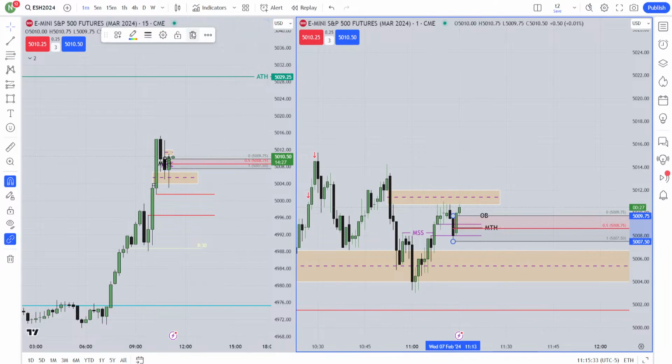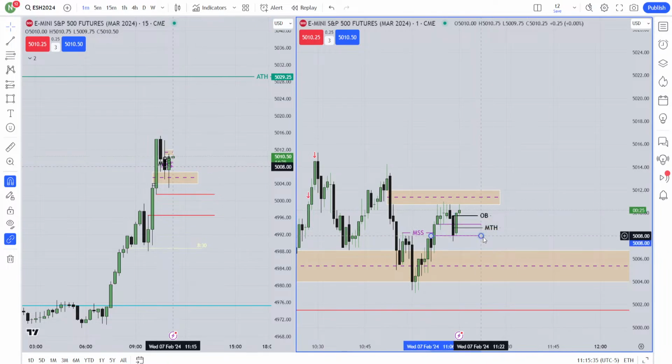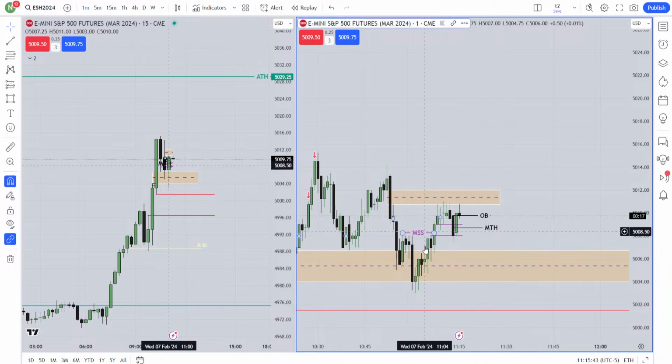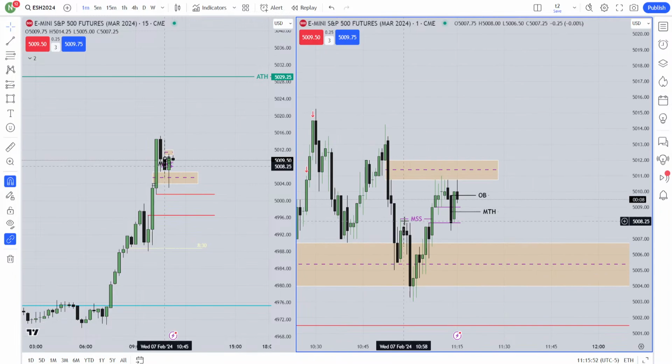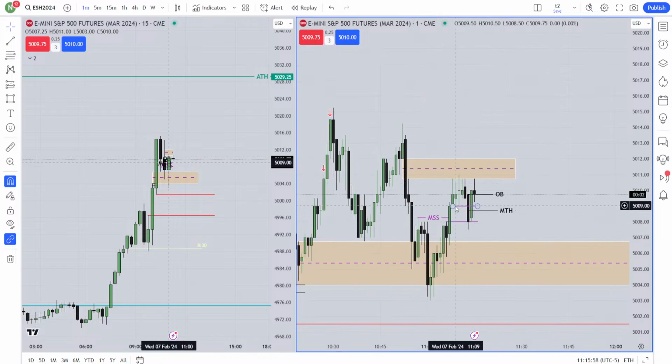If I see a body close below the mean threshold, I will wait to see one more candle. Is it a fake breakout, or has it really broken the mean threshold? If it is really broken, then I'm not interested anymore in this setup. Right now, the only thing missing is the market structure shift. I don't have the market structure shift. That's all that is missing. Otherwise, that would be my entry here.